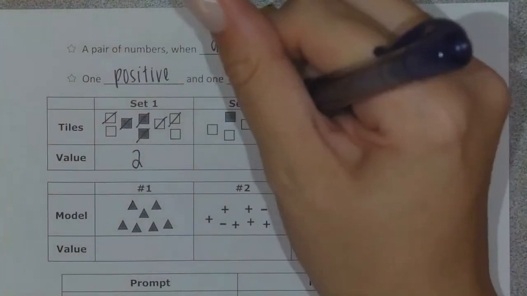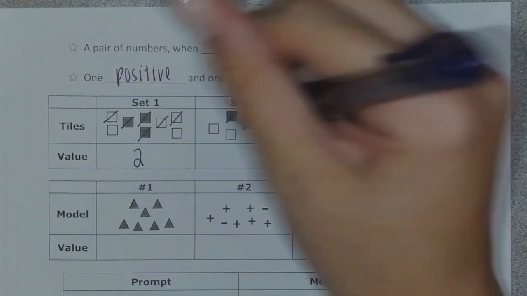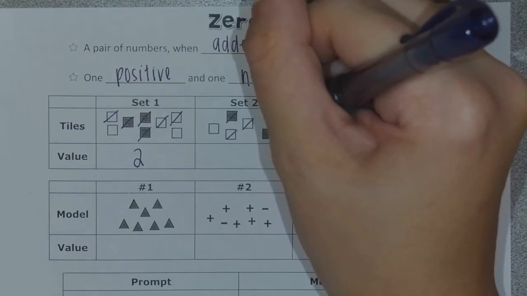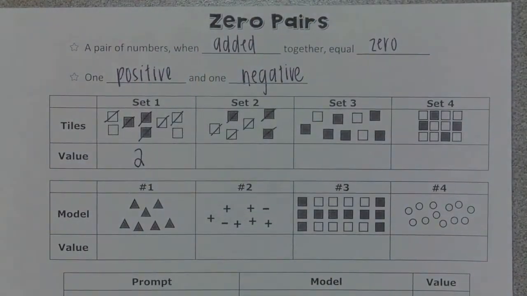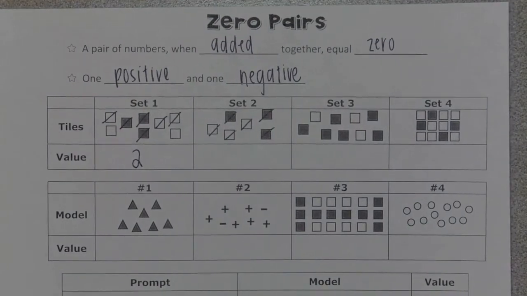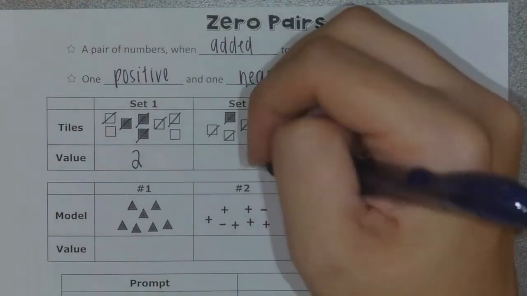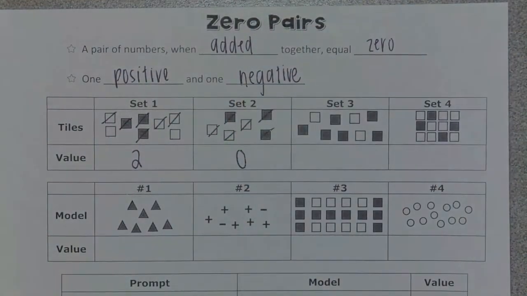Going on to set 2, I'm going to cross off all my zero pairs. Again, zero pairs are made up of one positive and one negative. When I make all my zero pairs, there were 3 sets of zero pairs to make, and I have nothing left over. Everything was part of a zero pair. So set 2 has a value of 0.